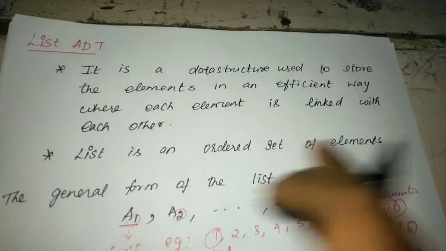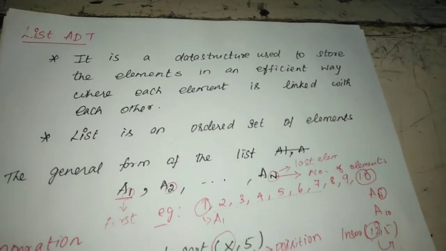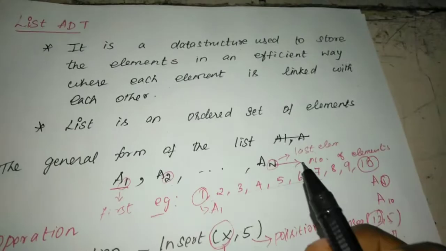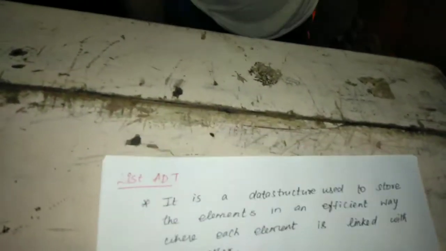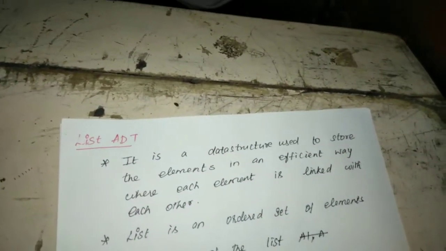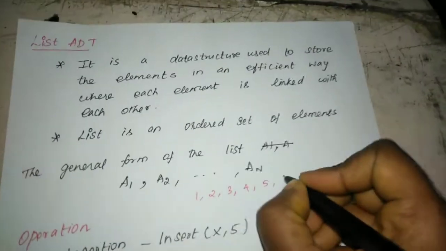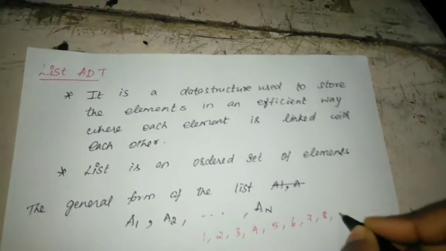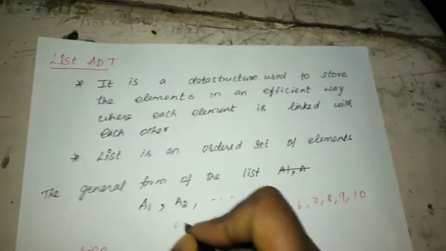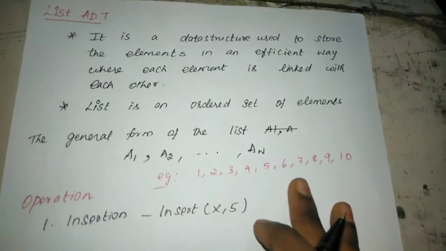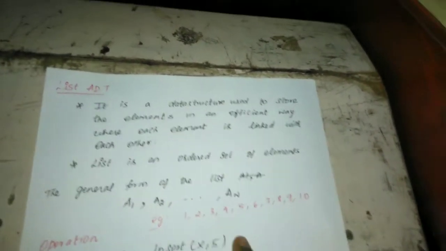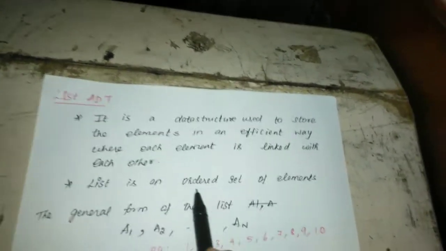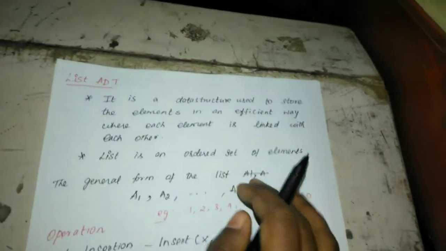So it is an ordered set of elements and its general form is A1, A2, etc. to AN. For example, if I'm going to store 1, 2, 3, 4, 5, 6, 7, 8, 9, 10, these are the list of elements. And all the elements I am going to store in memory. So already we know this is the list of elements up to 10. So the list is an ordered set of elements and it will be stored.